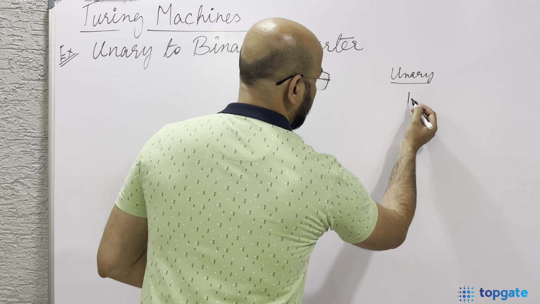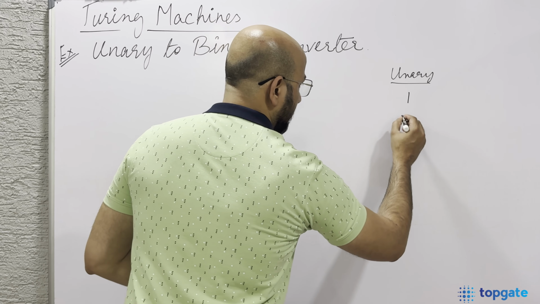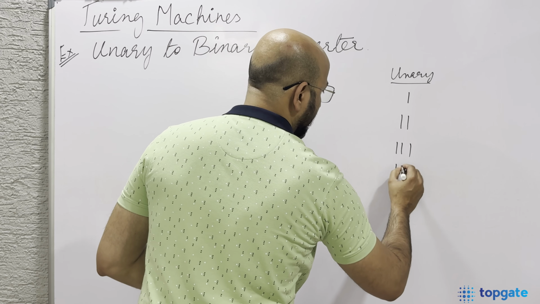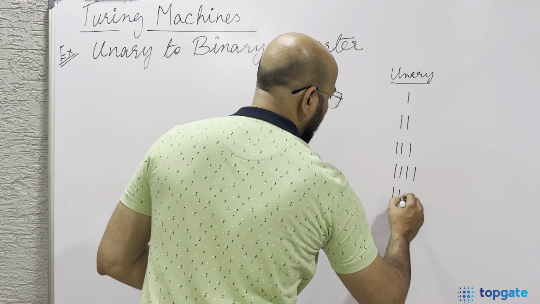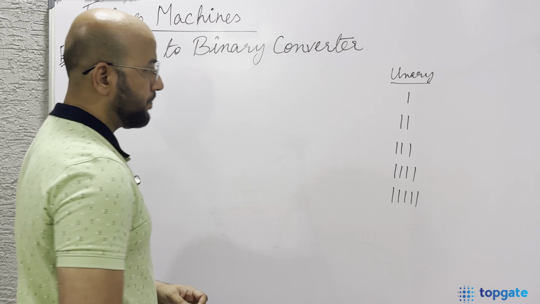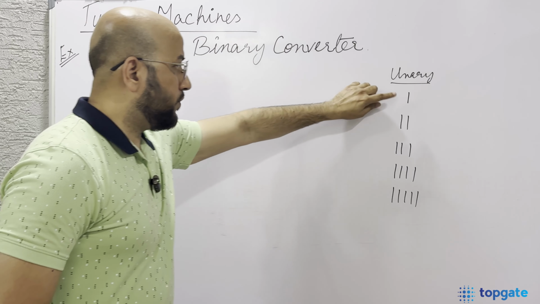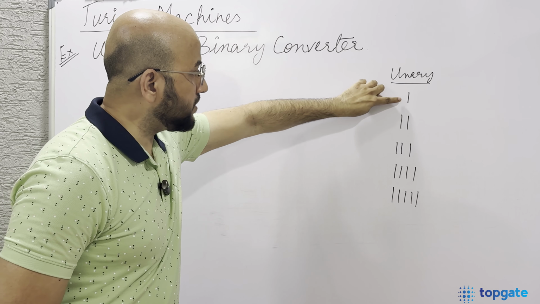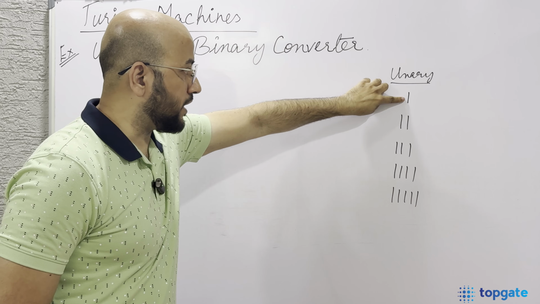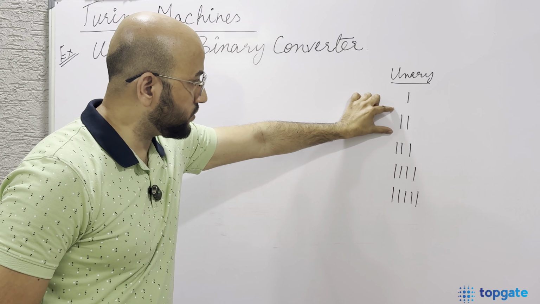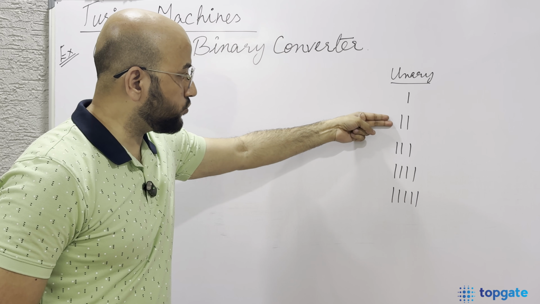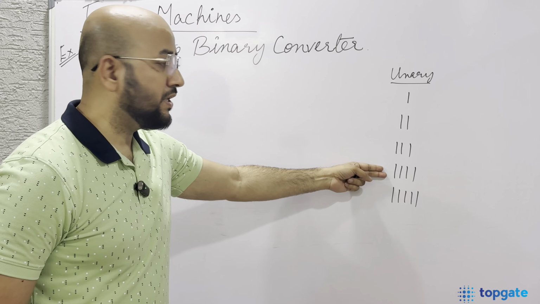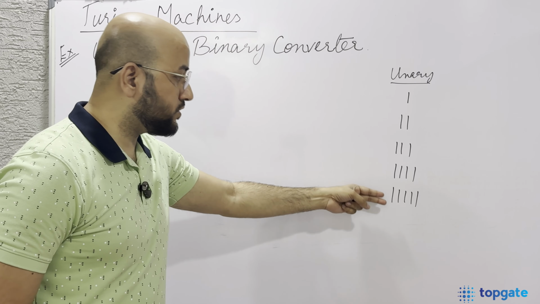Like I have 1 in unary, it will be a single one, then I have 2 ones, then 3 ones, then 4 ones, then 5 ones, and so on. So what I'm doing is, I got this first one, and after this first one, I'm just adding 1 to it. That means if I add 1 to this one, I'll get 2 ones. Again, if I add 1, I'll get 3 ones. If I add 1 to this 3, I'll get 4 ones. If I add 1, I'll get 5 ones, and so on.